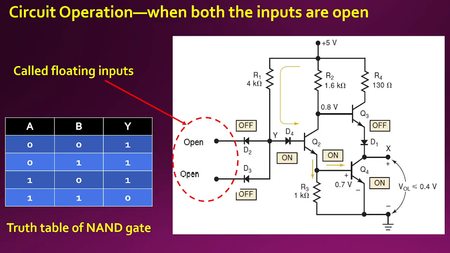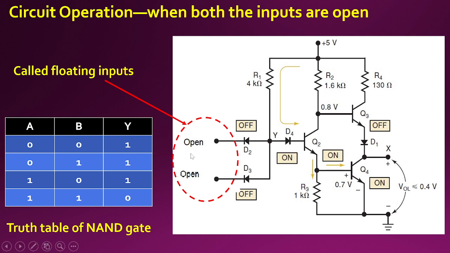Now let us have a situation when both the inputs are left open. Sometimes people say, okay, we have not connected the inputs at all, so I can assume I have given a zero logic at the input. But it doesn't happen in case of TTL. Why? Let's have a look at it.